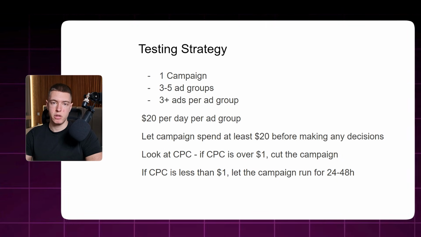If you have the budget, let it spend the entire daily budget. If you're working with a limited budget, then let it spend another $20 and then try to look at the metrics again. And then if you see the cost per click is going up and the metrics are getting worse, you want to cut it.